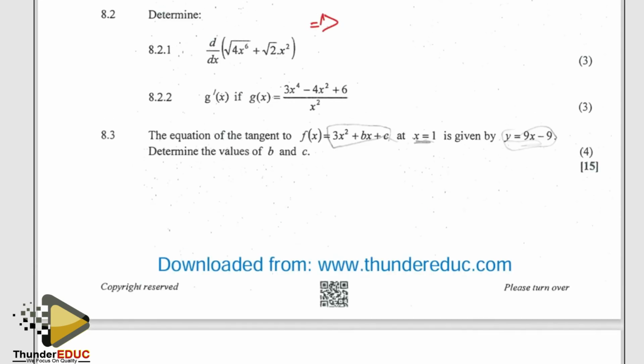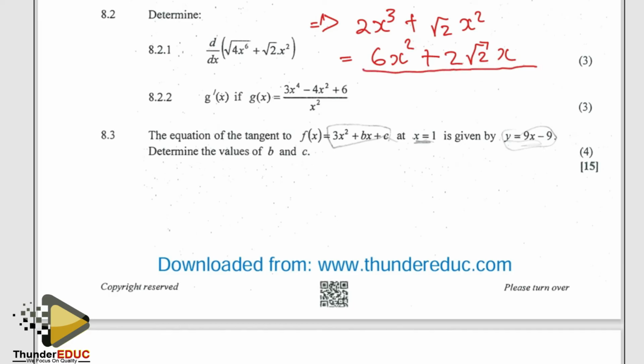So start by simplifying. The square root of 4 is a 2. This 6 is reduced by that, which means it's x cubed plus root 2, and that's going to be x squared. And then when I find the derivative, that's going to be 6x squared plus 2 root 2x. That's what I get.